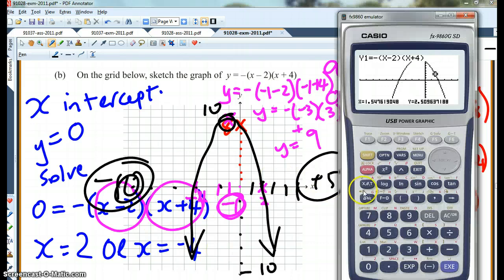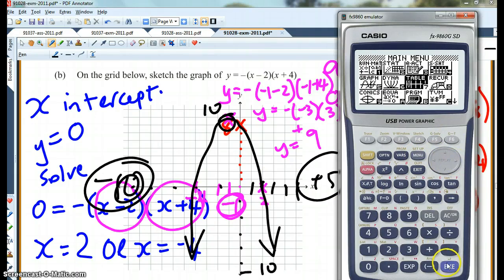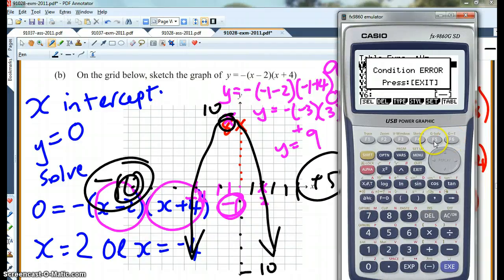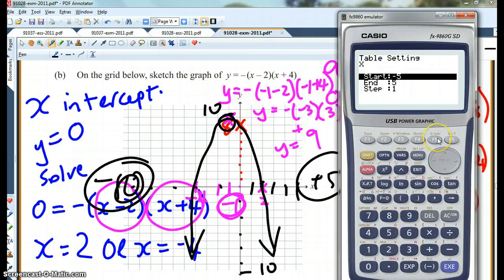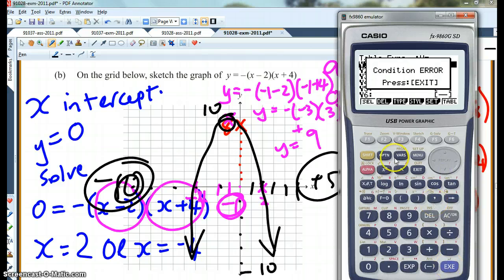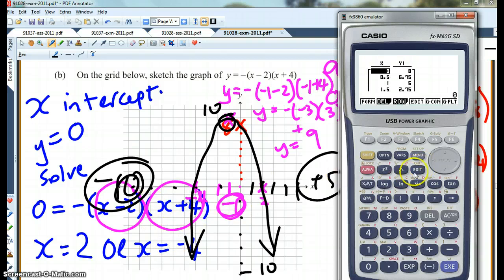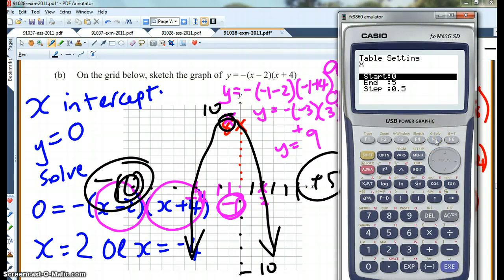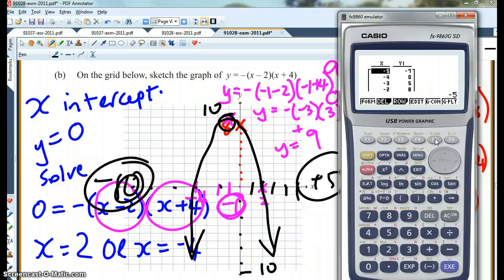And then the other thing you can do, there's actually a table function. So if you go menu and you go table, you can start at negative 5 and end at 5, and you step 1 and push table. Oh, exit. What happened? How do I set my table? Start negative 5, end 5, step 1, execute, execute. Condition error. I don't know what was going funny with my calculator there. I just reset it and it seemed to work. Could have been something to do with putting it in on the computer. So I've put that in. I can start at negative 5, end at 5, do a step of 1, and then you've actually got the points. Negative 5, 7, negative 4, 0, negative 3, 5. Okay? Does that make sense?